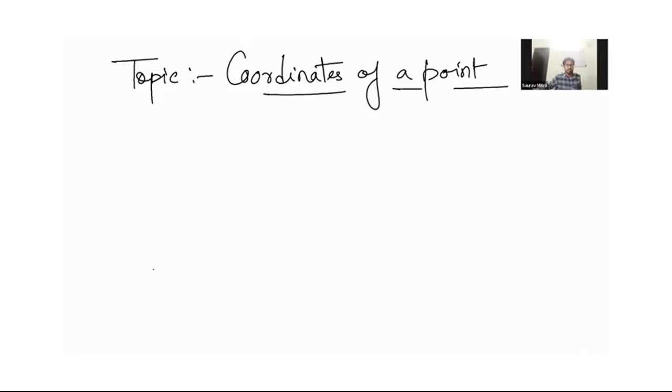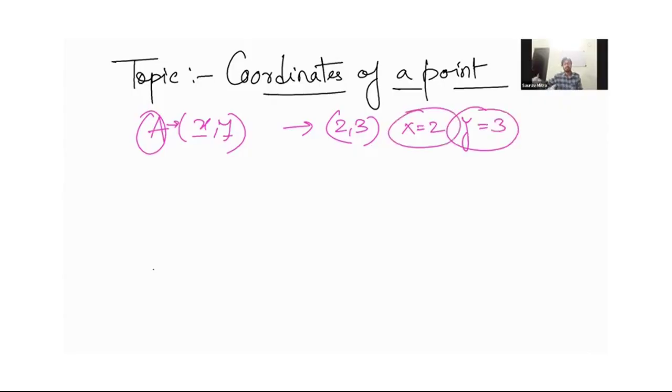See, the coordinates of a point are represented by some letter, like A, B or C, and they follow the x comma y pattern. Any coordinate can be named by any alphabet. So if I write 2 comma 3, the point is 2 comma 3. Its first value is telling you the x value is 2, and the second value is telling you the y value is 3. Got it? So this is your x comma y pattern.